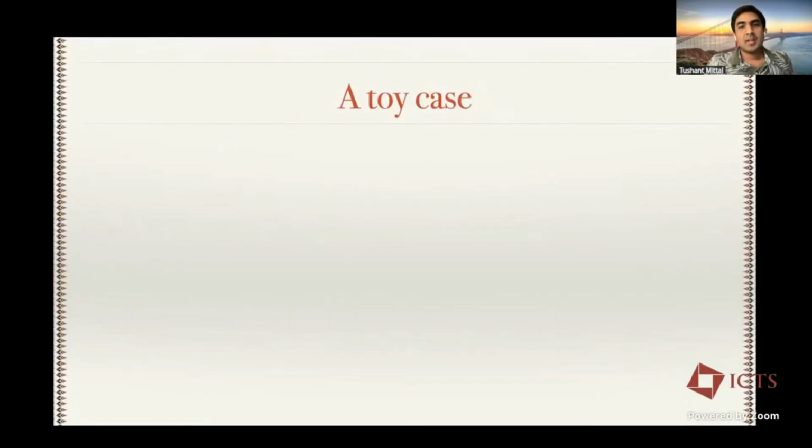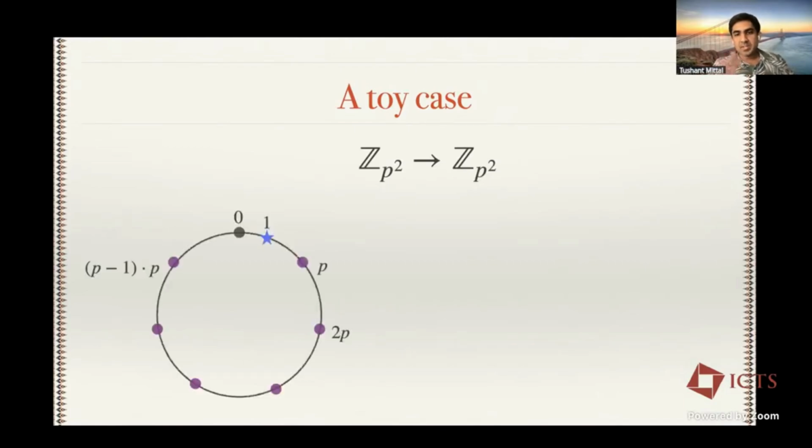But let's start with the one case that we've seen BLR be not very good at, which is the case of cyclic groups. So let's imagine you have a function between Z mod p² Z and Z mod p² Z. I can just represent it as a cycle. I've just plotted some important points. So there's 0, there's 1, and there's all the multiples of p.